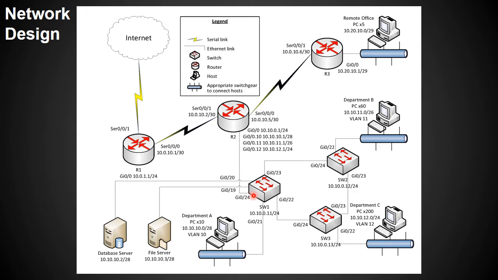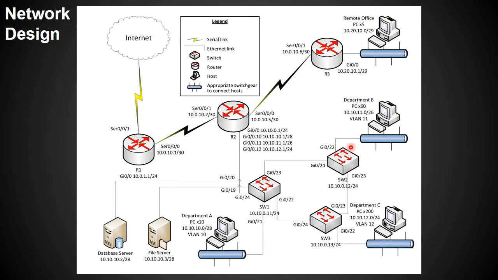Router 2 is connected to Switch 1, Switch 2, and Switch 3, while Router 3 only serves as the gateway for the remote office. Switch 1 has Department A on VLAN 10, along with the file server and database server. Although there weren't any requirements for security in this scenario, the file server and database server were placed on VLAN 10 because it was a smaller VLAN.